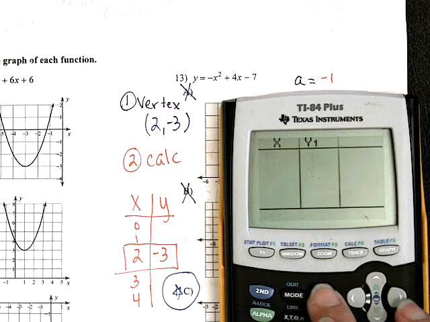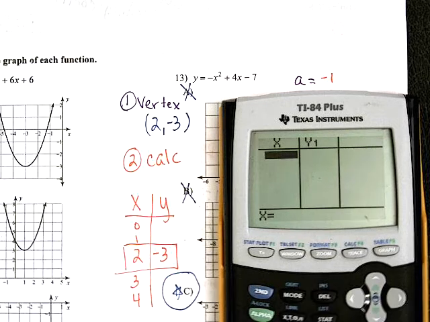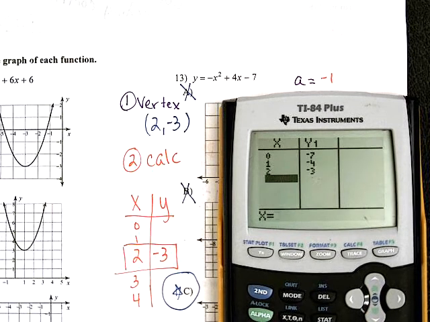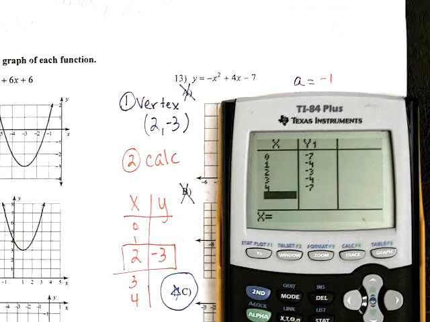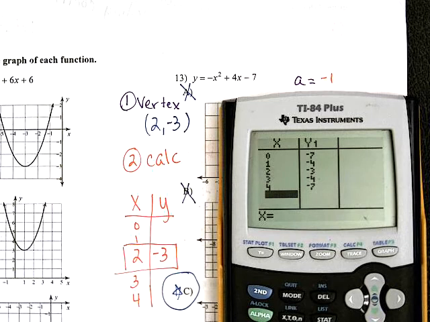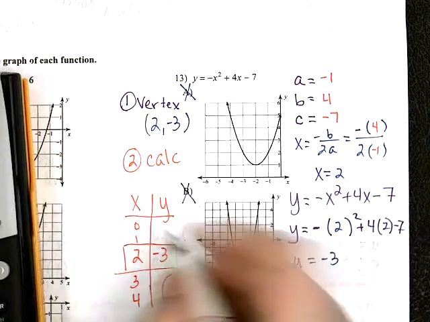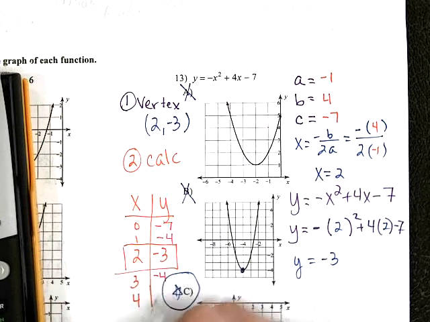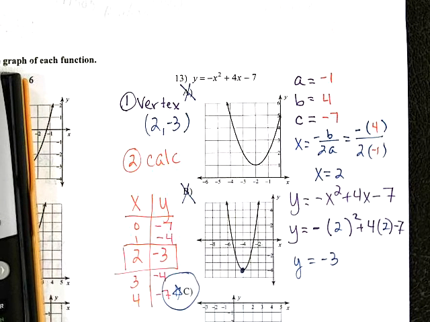And I'm going to clear out what I have in there. Mine might be a little bit different than yours, but that's okay. 0, 1, 2, 3, 4. And if we look, we can copy those values over. So 0, -7, 1, -4, and then -4 and -7 flip on over.